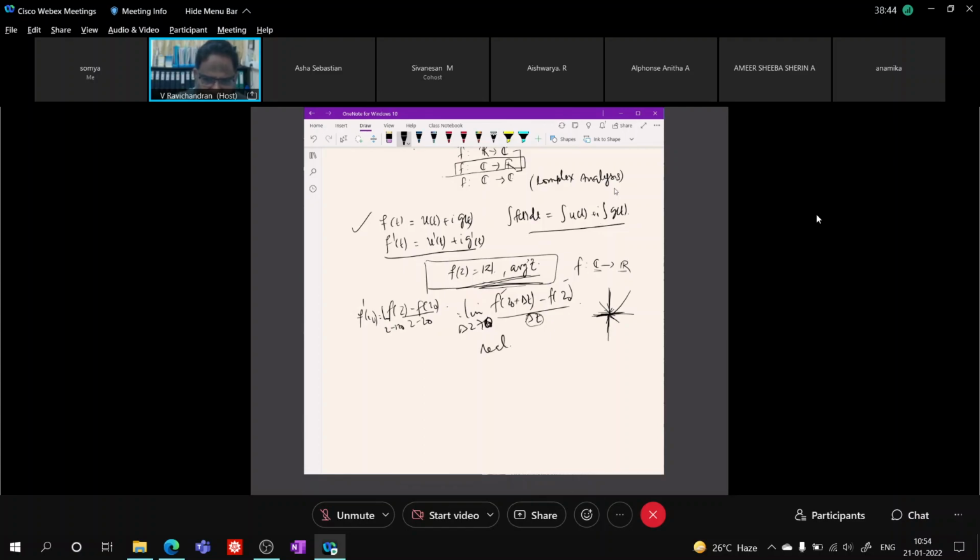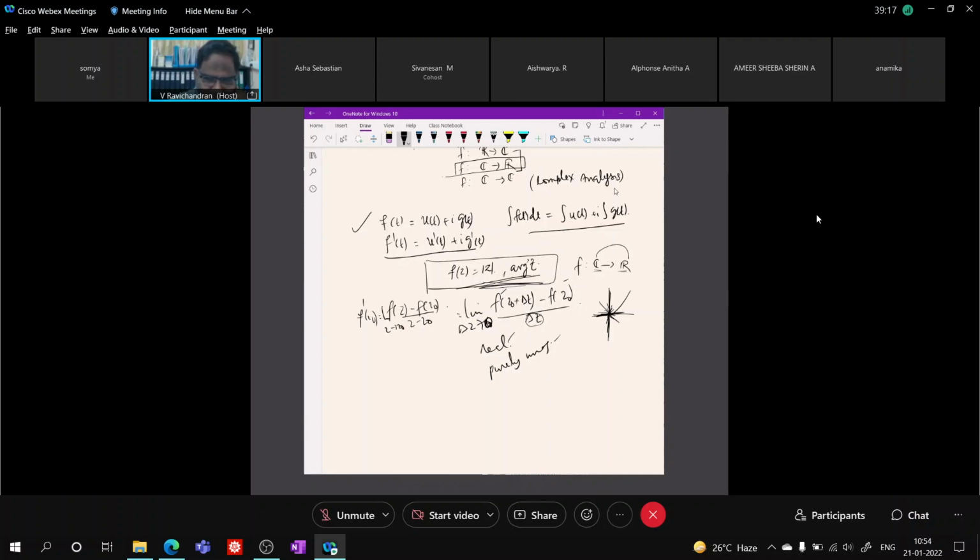Suppose you approach through the imaginary axis either upward or downward, then this will be a purely imaginary quantity, because the numerator is a real quantity, therefore the limit will be purely imaginary. So if the limit exists, then the real quantity should be equal to the purely imaginary quantity. Then it should be the number 0 only. So if you have a function from C to R, and if it is differentiable, then the derivative should be 0 only. There is no other option.